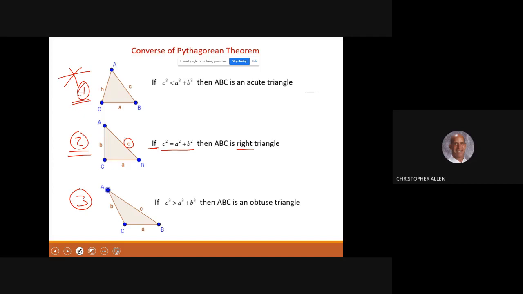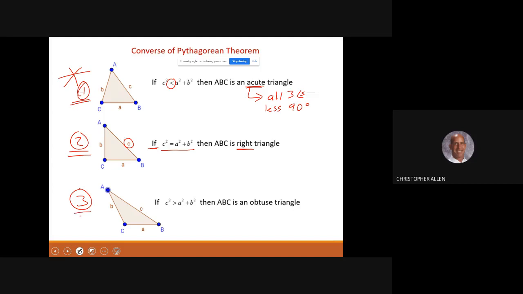If c squared is less than a squared plus b squared, it's an acute triangle, which means all the angles are less than 90. In fact, let me write that down. Acute means all 3 angles are less than 90 degrees. So if I give you 3 numbers, and it turns out that the longest number, the biggest number, squared is less than the other 2 numbers squared added together, it has to be an acute triangle.